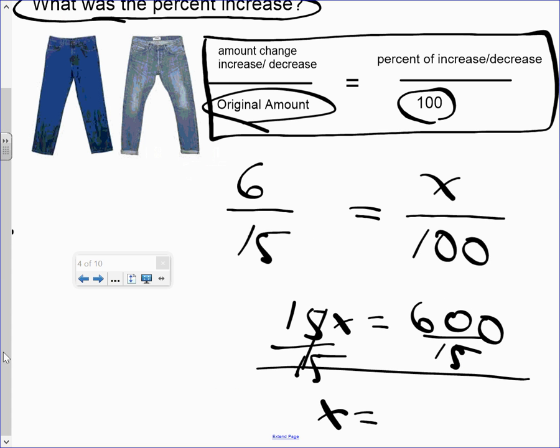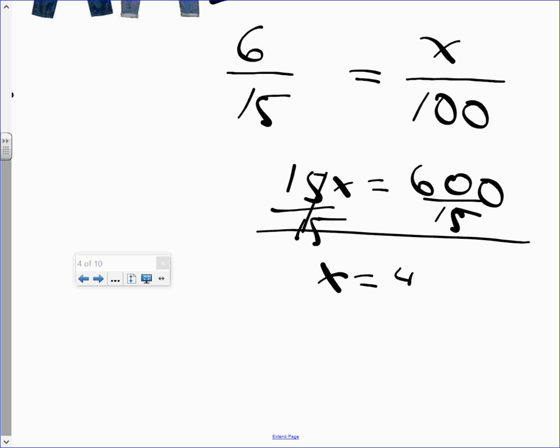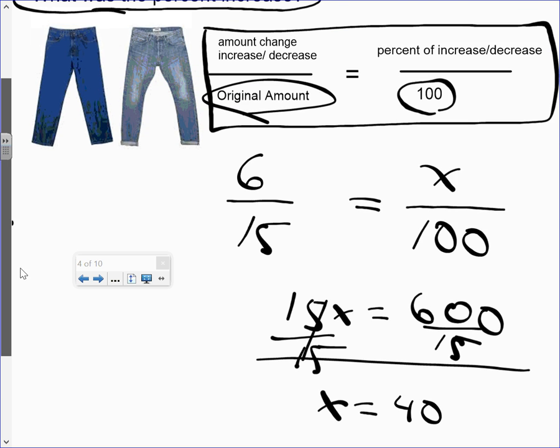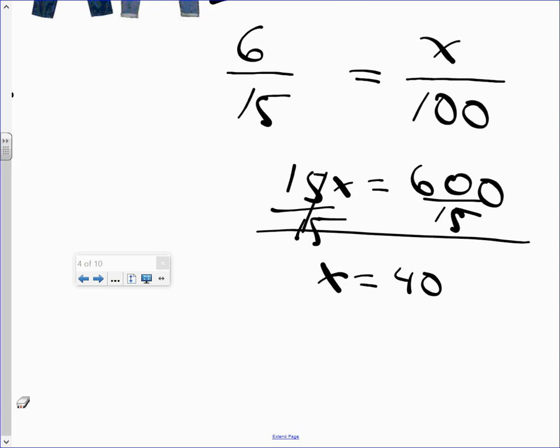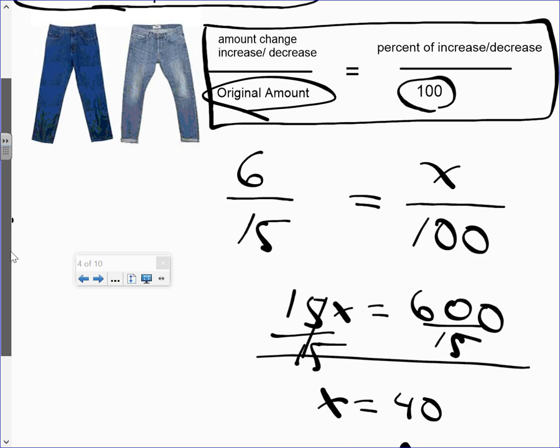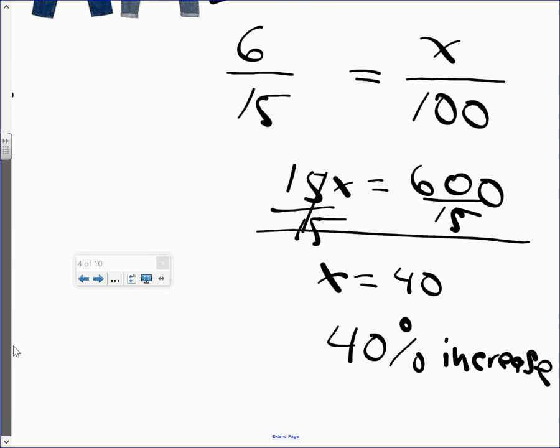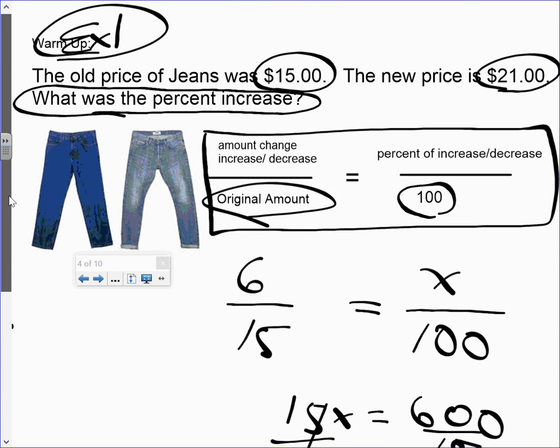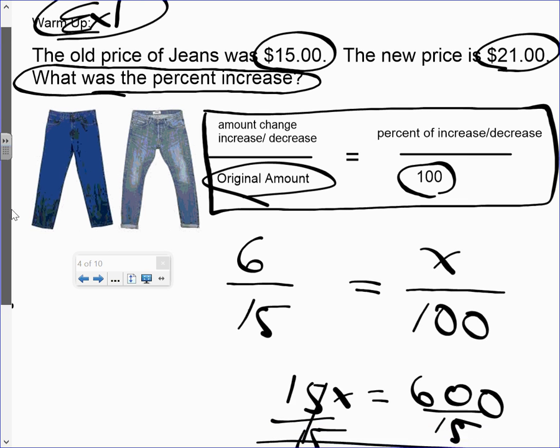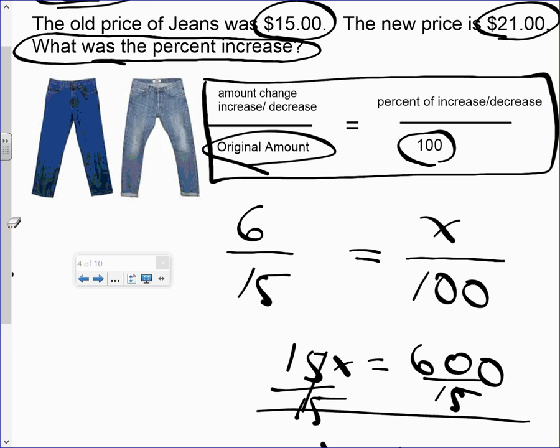But wait, what does 40 mean? Right, so there's a 40% increase in the jeans. That's a lot. A 40% increase on anything is a lot. So 15 to 21 bucks is a 40% increase. So that's how percent increase or decrease is calculated: the amount of change on the left, the OG amount, the original, and percent over 100. Let's try one more, and we're done.